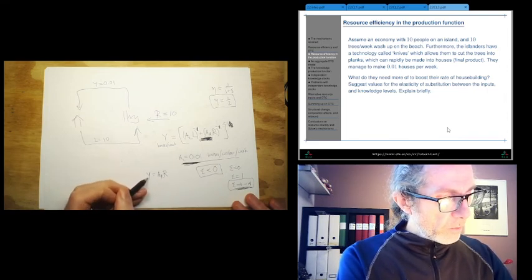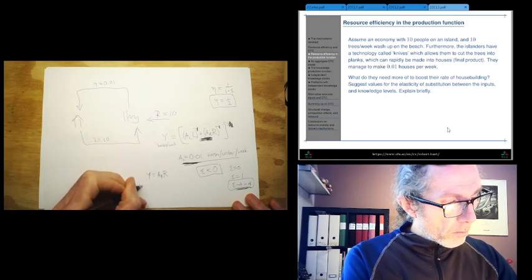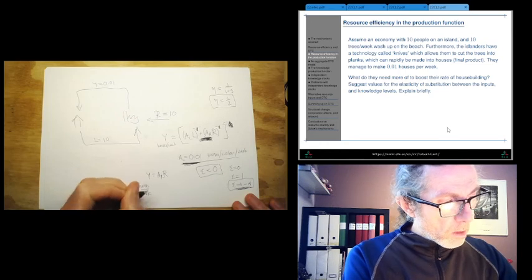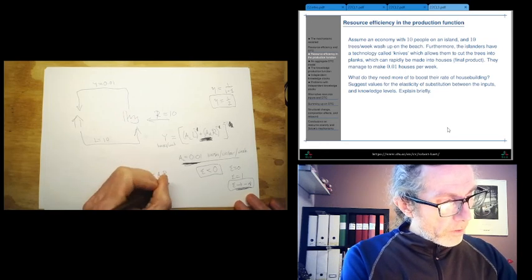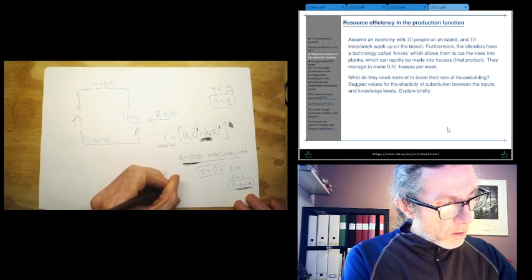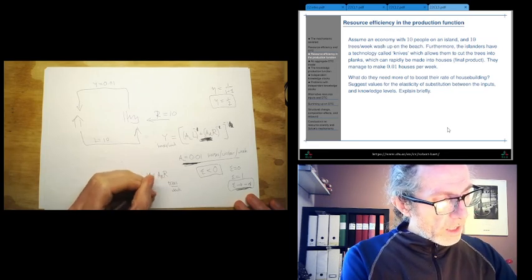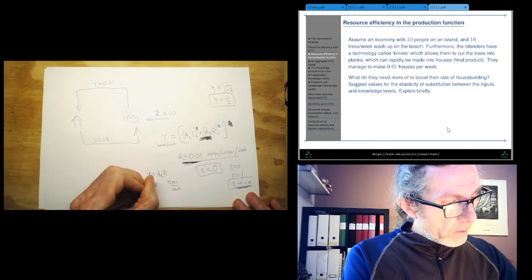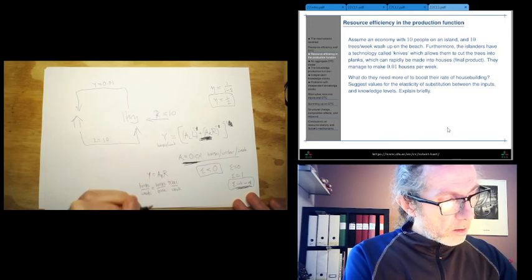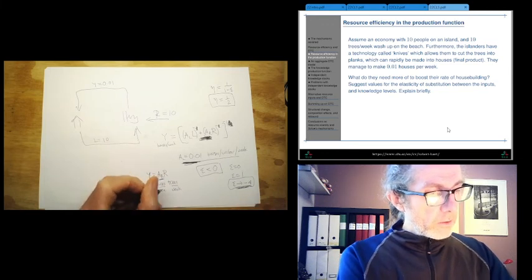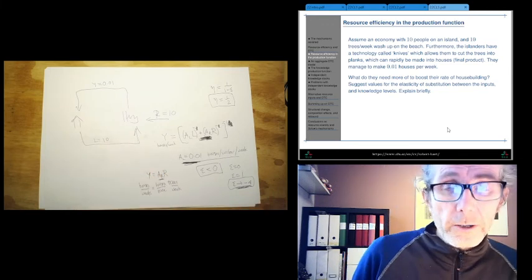Y is houses per week. R is trees per week. So what's AR? It's houses per tree, right? That's the units of AR. So how many houses can you get out of a tree?